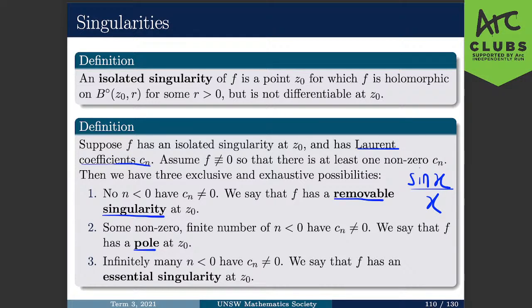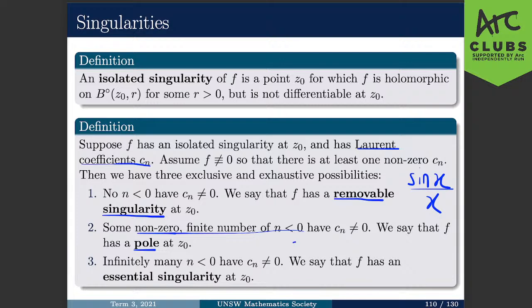So we have a pole at z0 if there is some non-zero but finite number of n less than 0 that have non-zero coefficient. So this is saying that if I were to write out the Laurent series of this function around this point, it would have a finite number of coefficients for the negative powers.